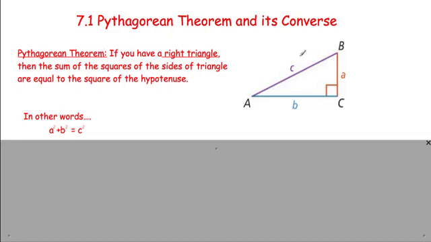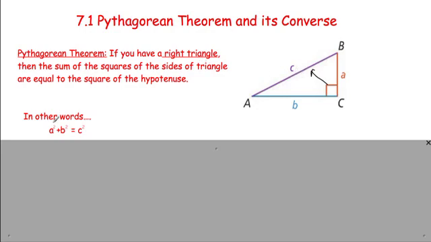If you have a right triangle, so we have a right triangle here, A, B, and C. We're always going to label it across from angle A is side A, across from angle B is side B, across from angle C is side C. If you have a right triangle, then the sum of the squares of the sides of the triangle is equal to the square of the hypotenuse. Across from the 90 degrees is the hypotenuse. In this case, we're always going to label that C.